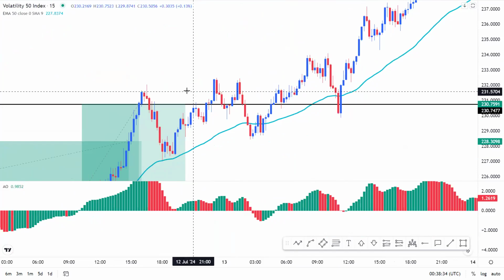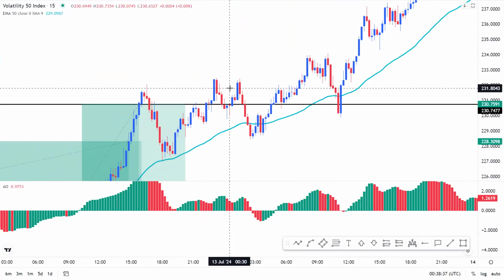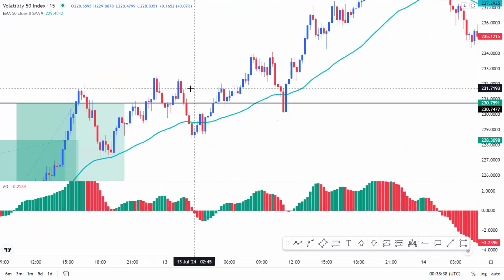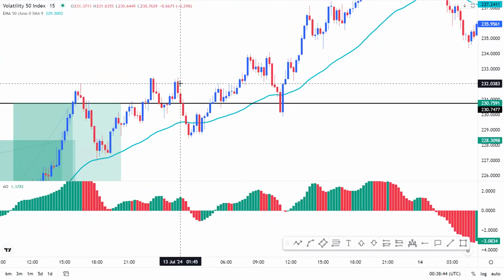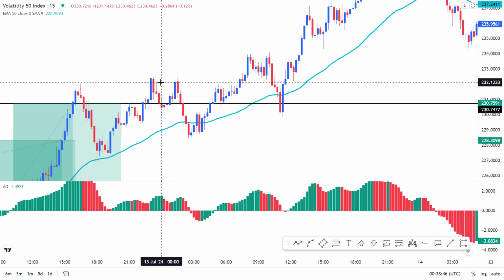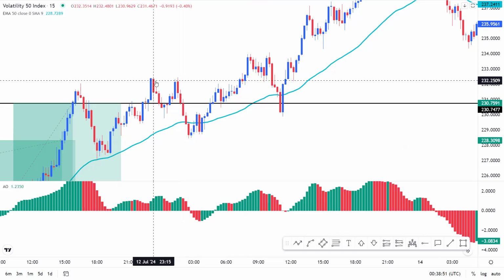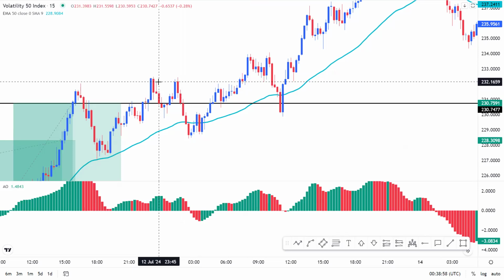So 13th of July rather. So where did we have 12th close? Right here, you can see this is where we have the 12th of July candlestick close, guys. Follow the crosshair and the timestamps at the bottom of the page. See right here, the 13th of July has kicked in.